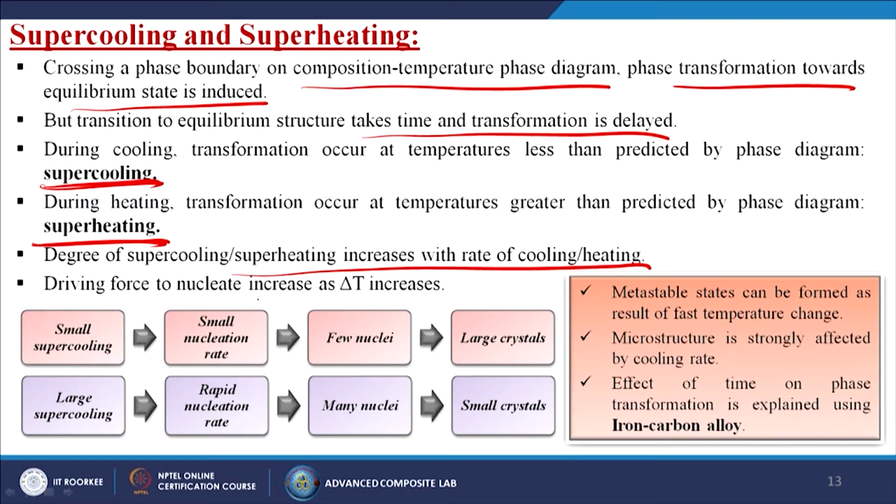Driving force to nucleate increases as del T increases. So, small supercooling means a small nucleation rate, few nuclei and large crystals. Large supercooling means a rapid nucleation rate, many nuclei and small crystals. So, metastable states can be formed as a result of fast temperature change. Microstructure is strongly affected by the cooling rate. The effect of time on phase transformations is explained using the iron carbon alloy.